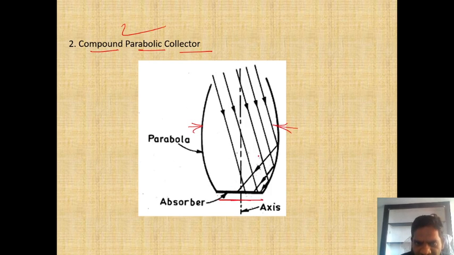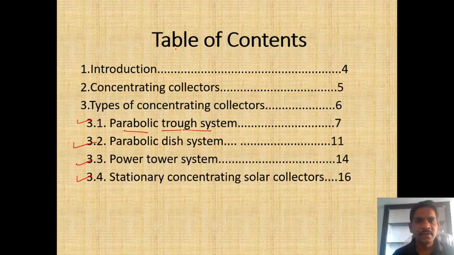So solar radiation is incident on this collector, and from this, suppose the solar radiation is incident on this parabolic collector, and from this parabolic collector it is incident on this absorber plate. In a similar way, the solar radiation will be incident on this parabolic collector when the sun is in a different position in the sky. Then once again it is reflected on this absorbing surface. So that's why it is called the compound parabolic collector. Compound means more than two parabolic systems used.